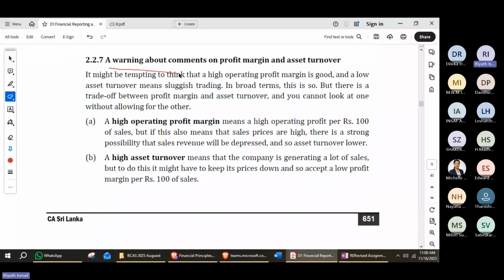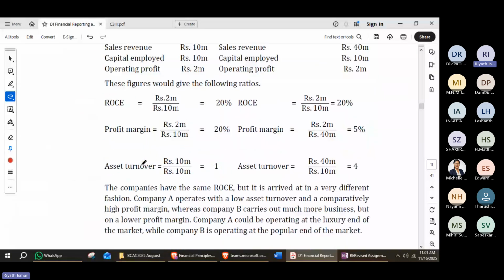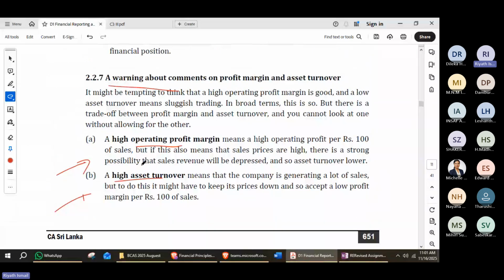And you can read the warning about comments on profit, right? You have to think about other aspects, right? Operating profit margin. I can explain this, because it's a warning. It's a warning.